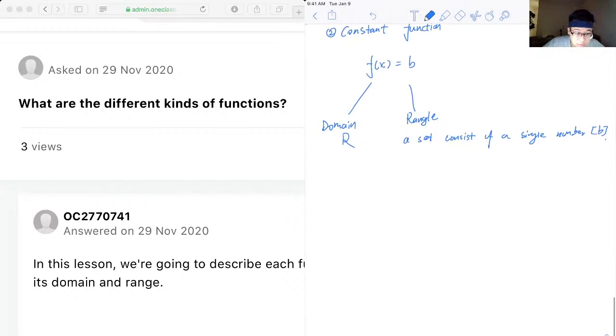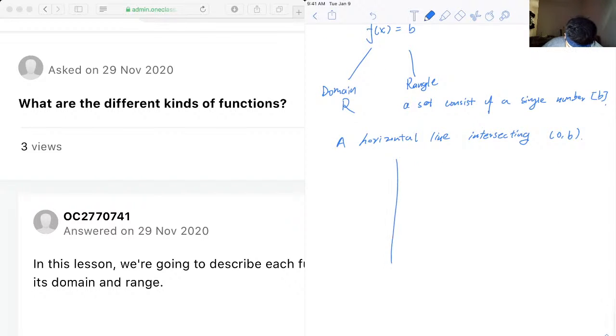And the graph is a horizontal line that intersects the point (0, b). Okay, so a horizontal line intersecting (0, b). The graph should be something like this. So that's x, y.